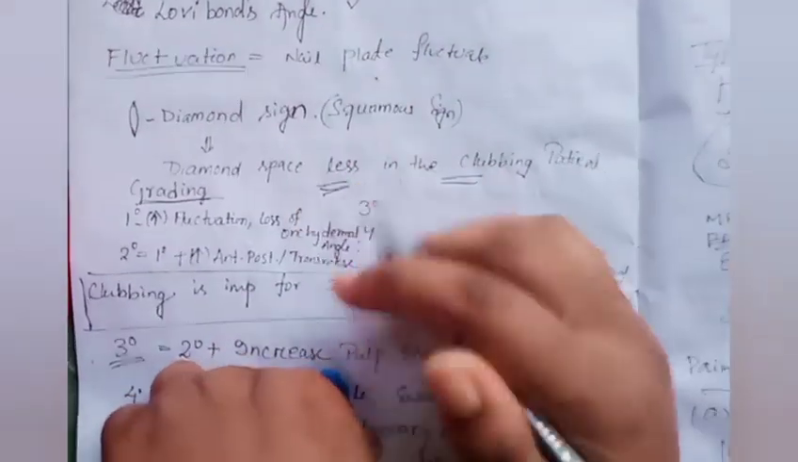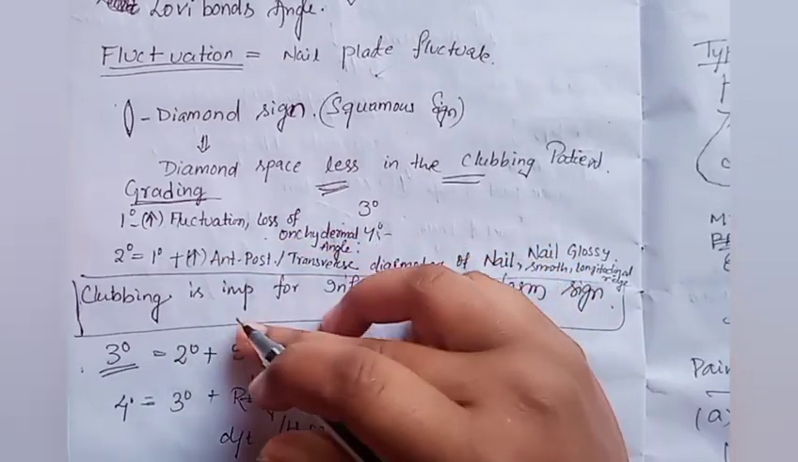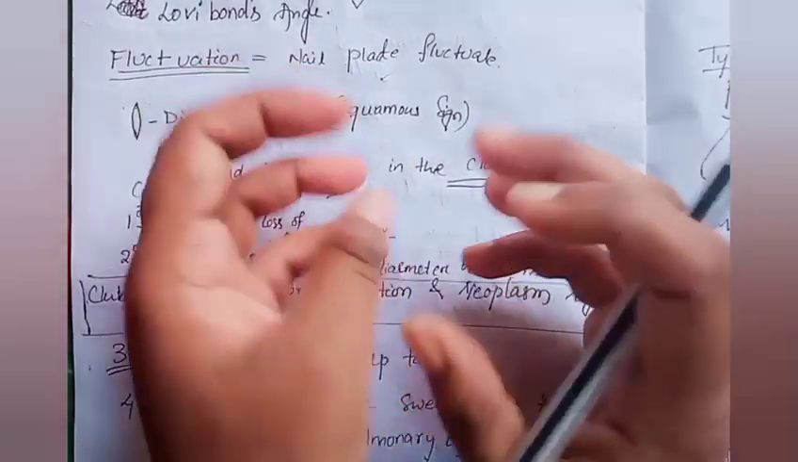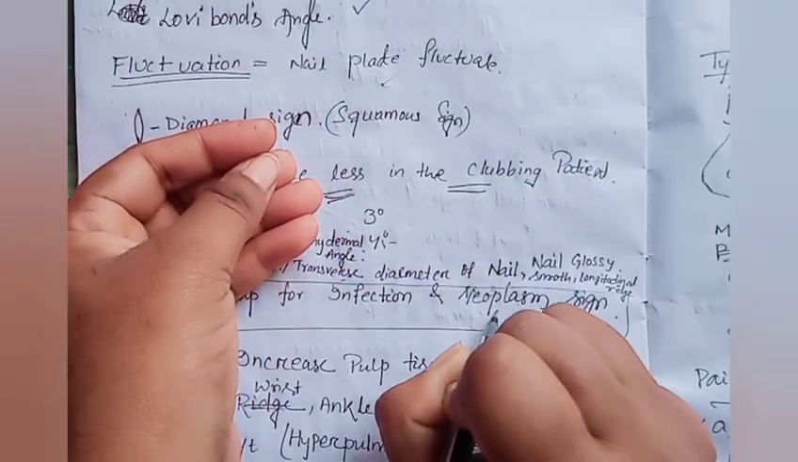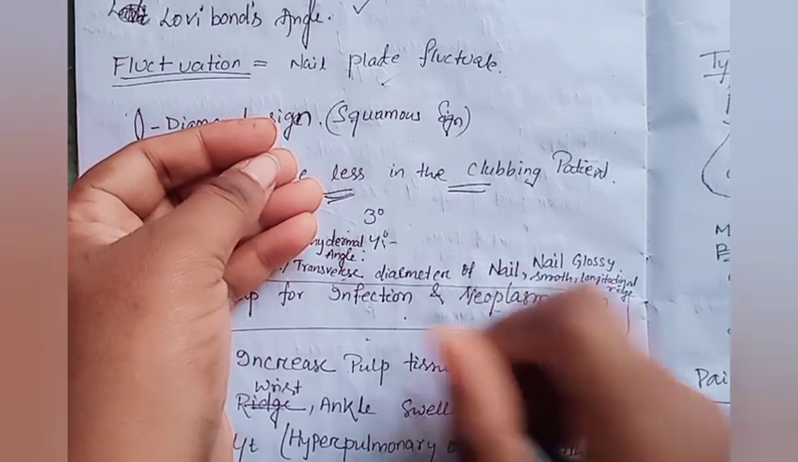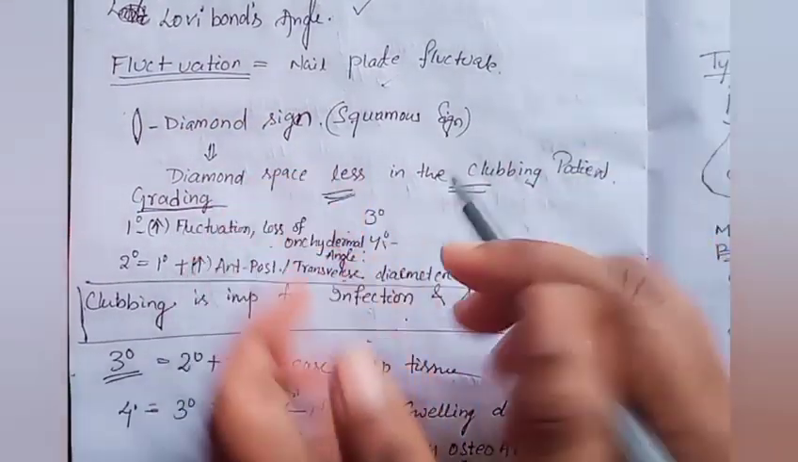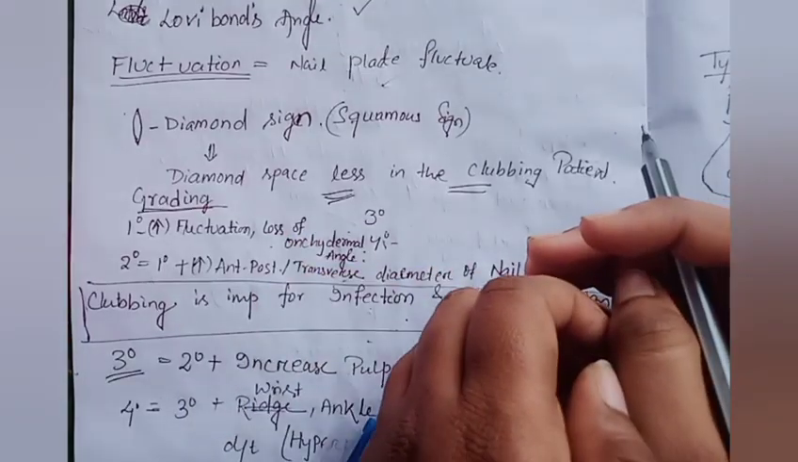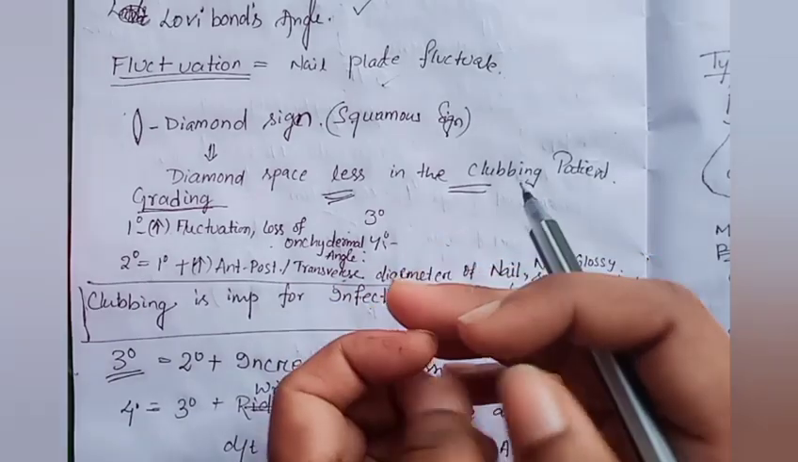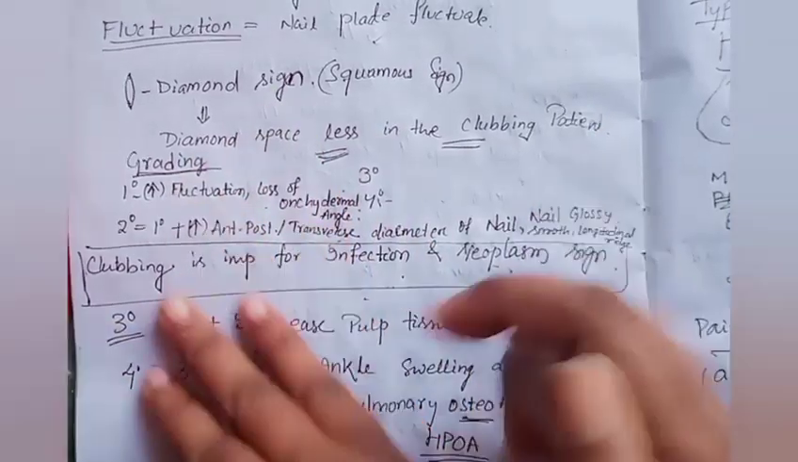So there is grading in clubbing: first degree, second degree, third degree and fourth degree. Why does clubbing occur? If a patient has clubbing, it is an important sign of infection and neoplasm. If any chronic infection or any type of cancer is present, clubbing may appear on the nail. This is an important sign, but it is not a diagnostic character. Many people have no infection but have clubbed fingers. So we will discuss the causes of clubbing.